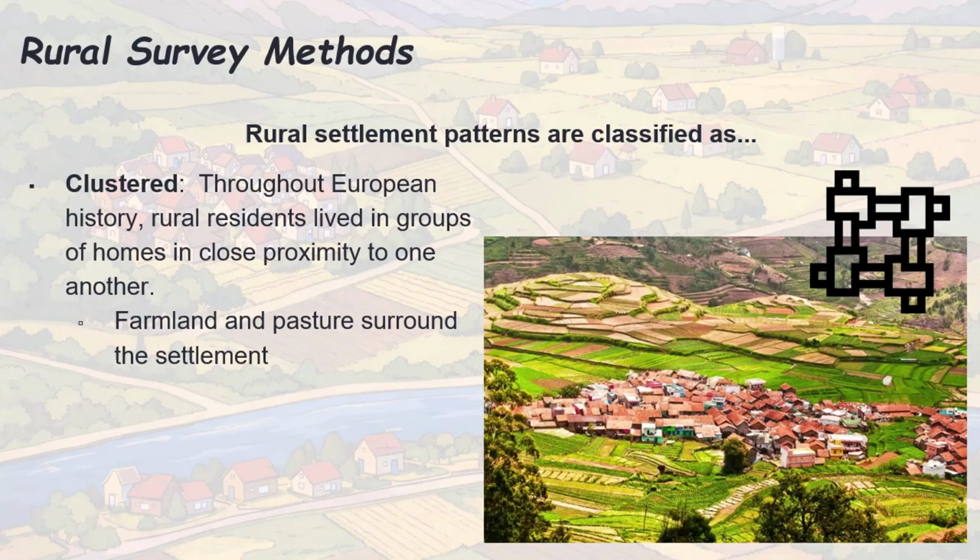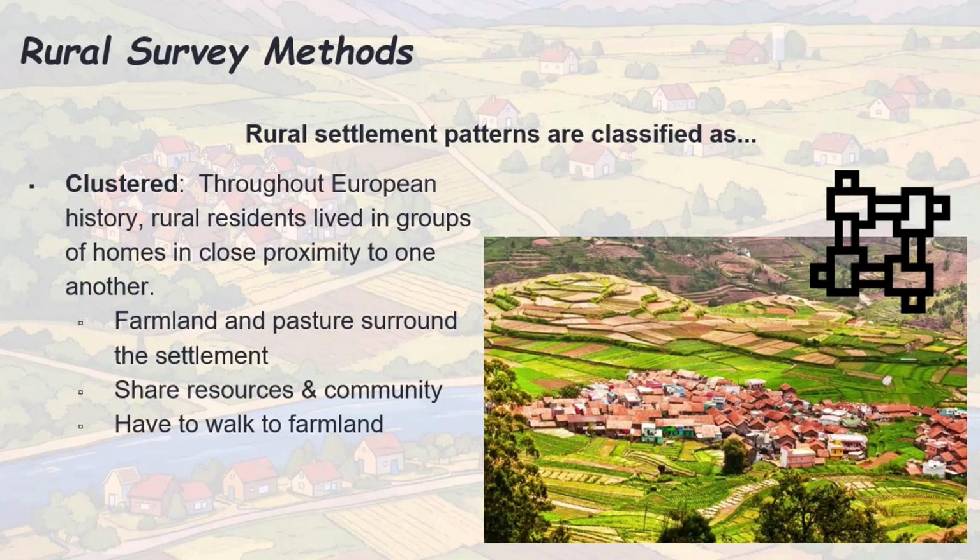In the image, you can see how buildings are packed into one tight little core, with open farmland surrounding them. That's the classic clustered vibe. Village in the middle, work on the outside. Instead of living on your land, you walked to it. These communities shared resources, leaned on each other and formed tight bonds. Think cozy teamwork, not lone wolf farmers.